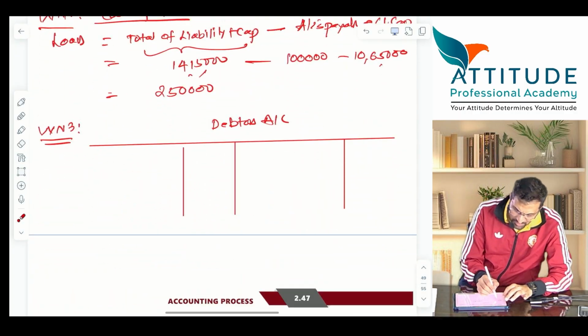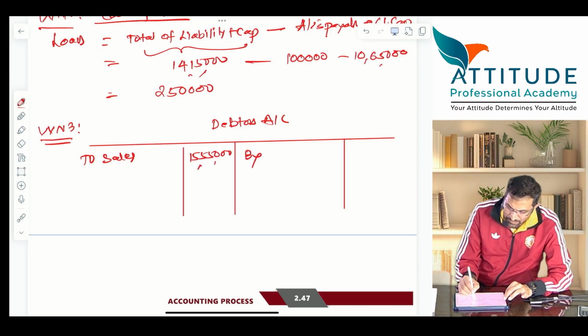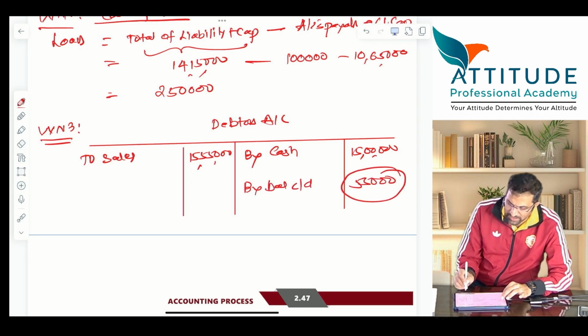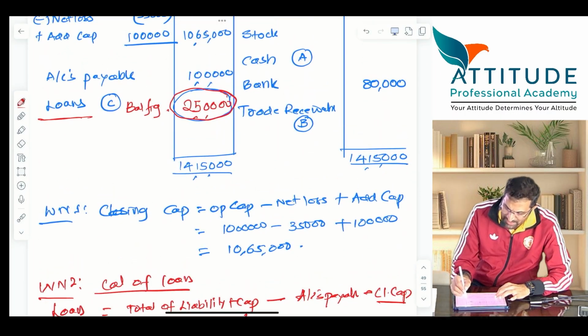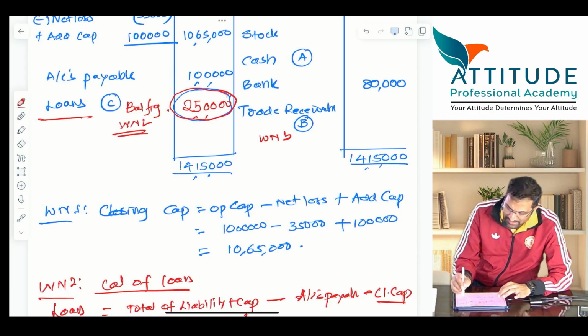What will the entry be? Debtors account debit, to sales 15,55,000, by cash how much? 15 lakhs. By balance carried down, how much? This is the closing, this will come in the balance sheet. So in the balance sheet, trade receivables, working note number 3. This is working note number 2. Is that clear? How much is this?